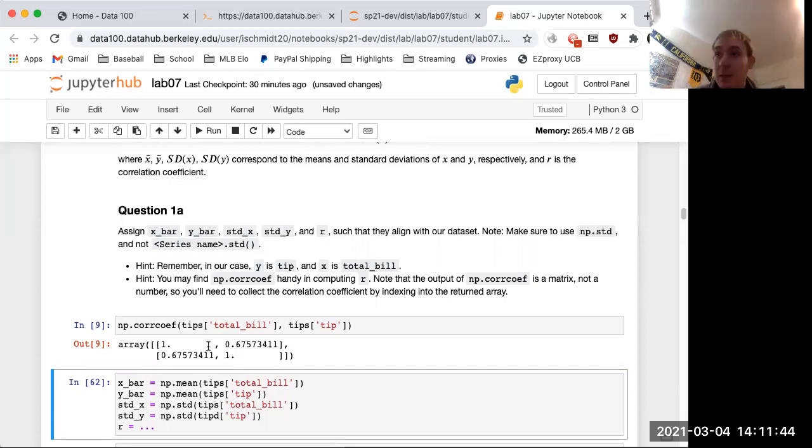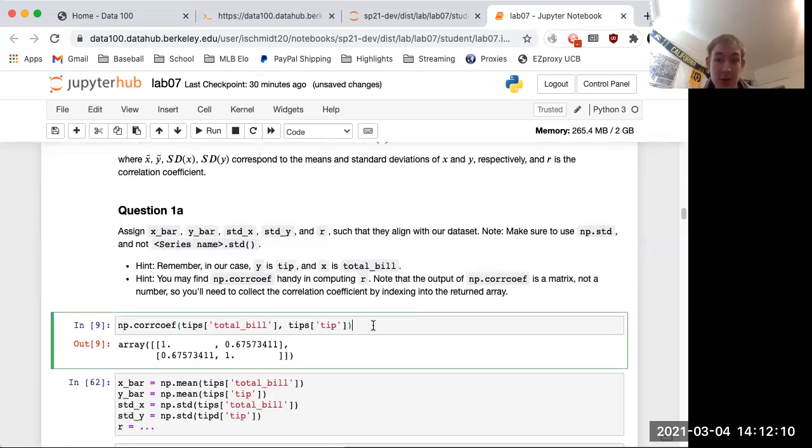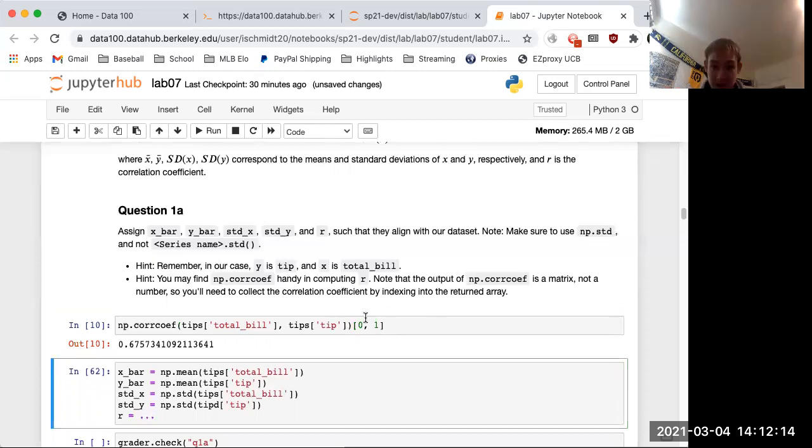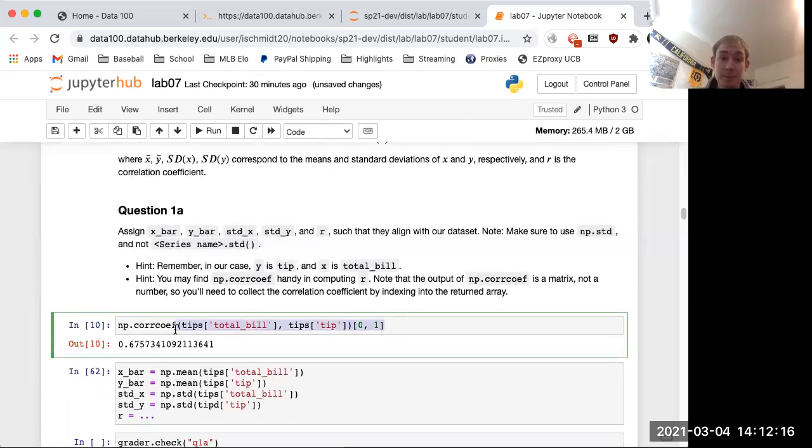Well, why are they 1? That's because they represent the correlation between tips total bill and tips total bill, and those are the same thing. It's the same column, so they're going to have perfect correlation. And likewise down here, tips tip and tips tip have perfect correlation. But what we actually care about, the correlation between tips total bill and tips tip, is what's on the off-diagonal here. They're both the same, so we just have to select one or the other. I'm just going to select the one in the top right, and that's how you might do that.